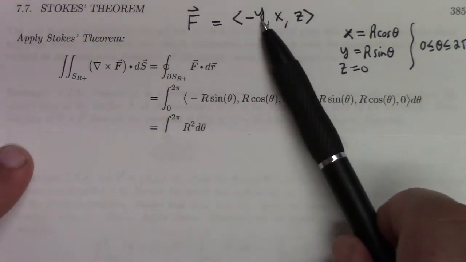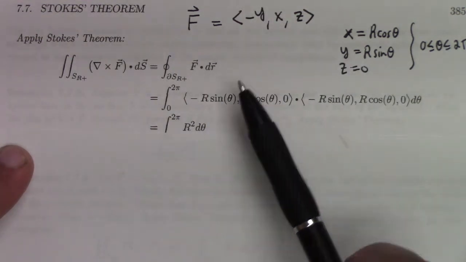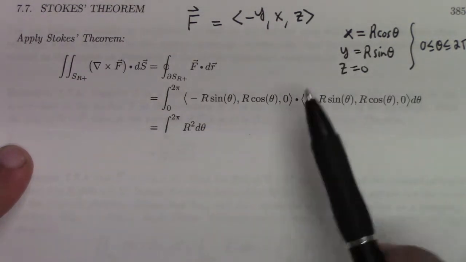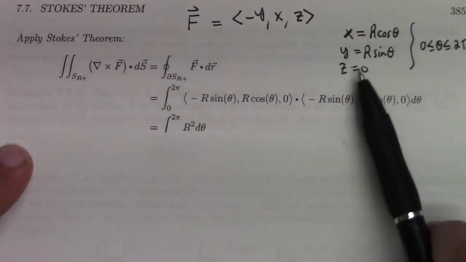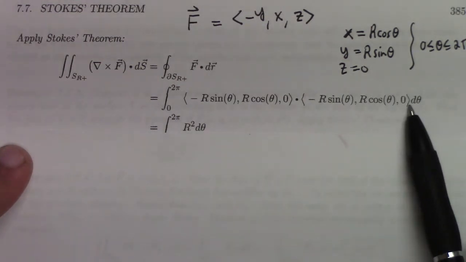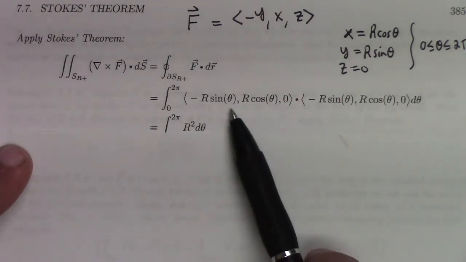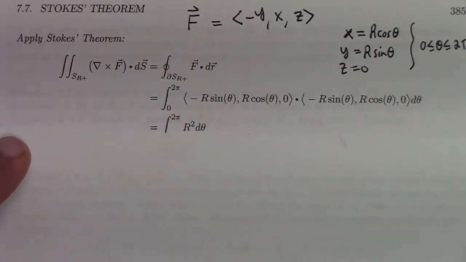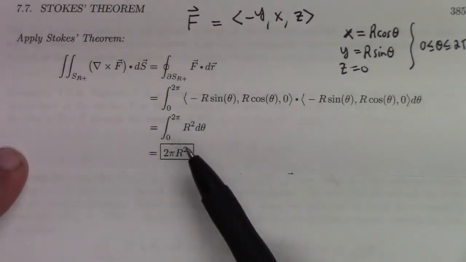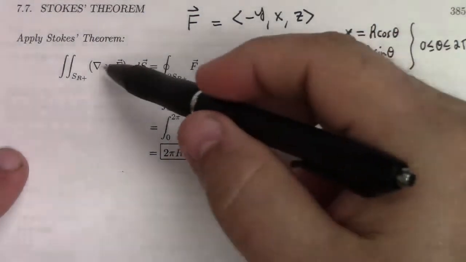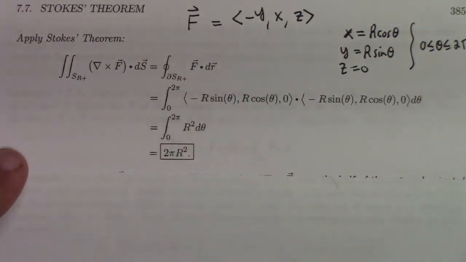For y is r sine theta, so that's why I put a minus y, which is minus r sine theta. x is r cosine theta, that's why I put r cosine theta here. 0 is 0. And dx is minus r sine theta d theta, dy is r cosine theta d theta, dz is 0, so we get that. Take the dot product of that thing, you get r squared sine squared plus r squared cosine squared, which gives you r squared. And then you integrate that, and you get yourself a 2 pi r squared, and there you go. And that's much easier than, say, calculating the curl of this and then calculating that surface integral, right? So this is a pretty nice result.